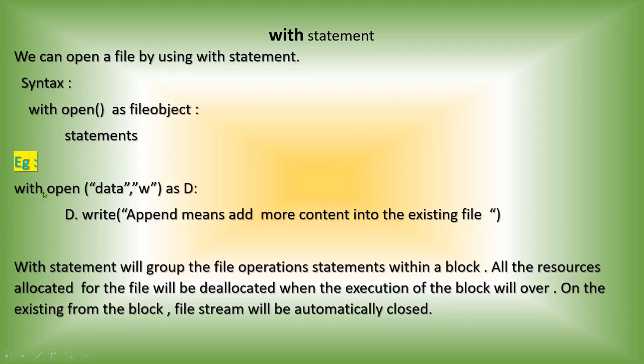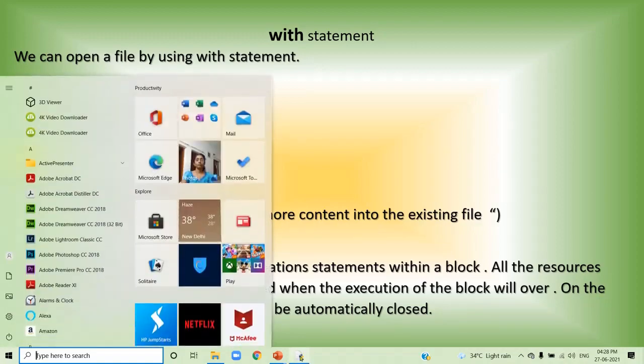See, its example is written there. With open, data is the file name. I am going to open the file in W mode, and the file object is d. And you write the write statement inside this with statement. Now I'll try out one example here.